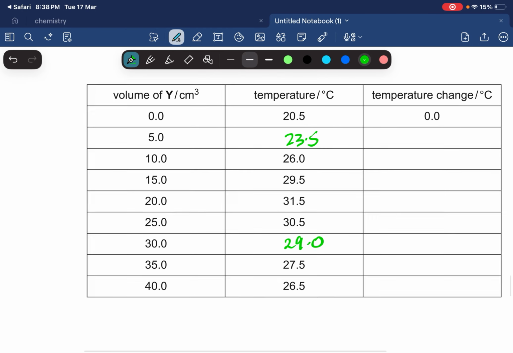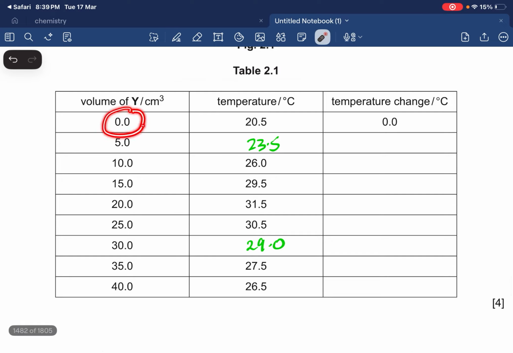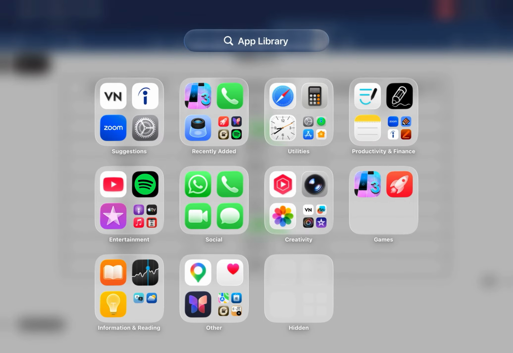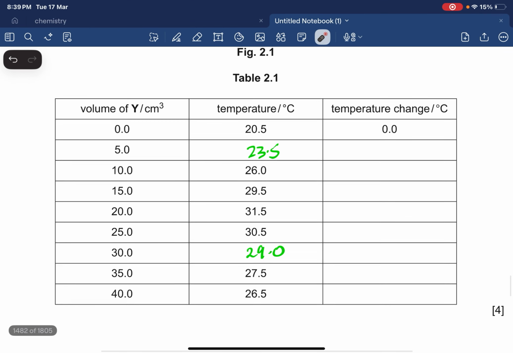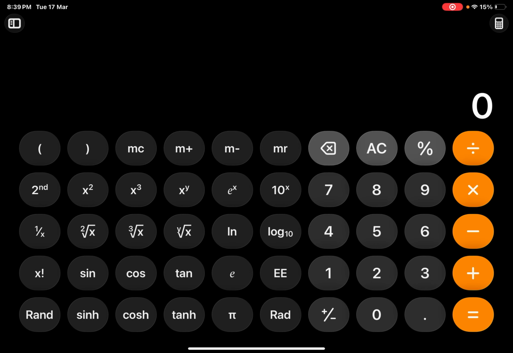29.0. Now we find out the change in temperature. How do you find the change in temperature? You just subtract the initial temperature, that was when 0 cm cube of Y was added, from all your temperatures. So first, 20.5 minus 23.5. That's how you're going to do it. 20.5 minus 23.5 and you get 3. Don't write negative 3, that's because of the number that I've taken. 3. 20.5 minus 26, 5.5.